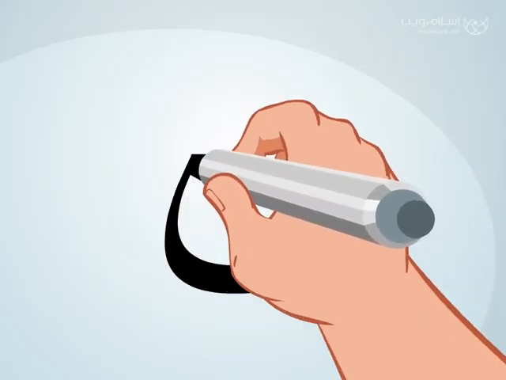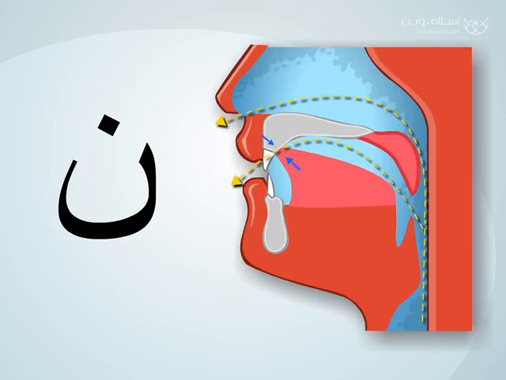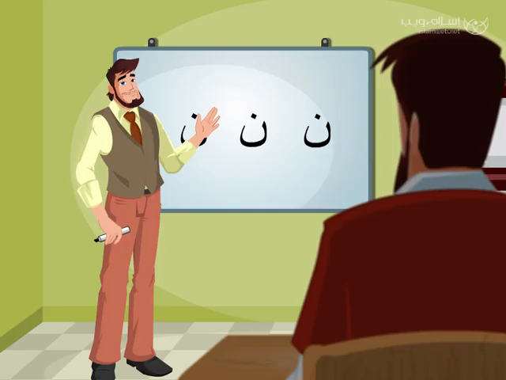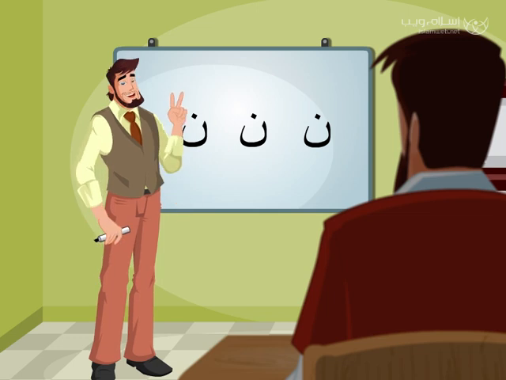Noon. This is how we write it. Noon. How to pronounce the letters with short vowels. Fath, kasr, and dam.